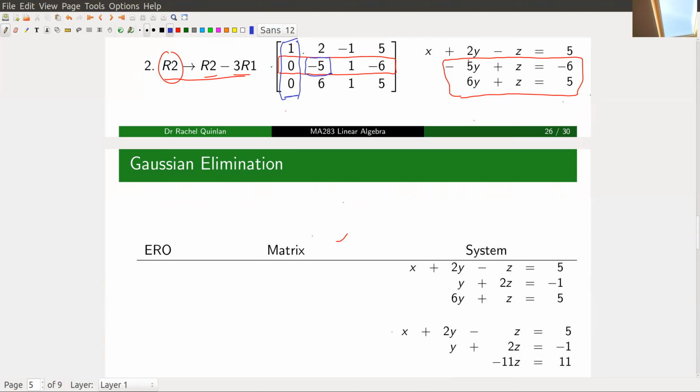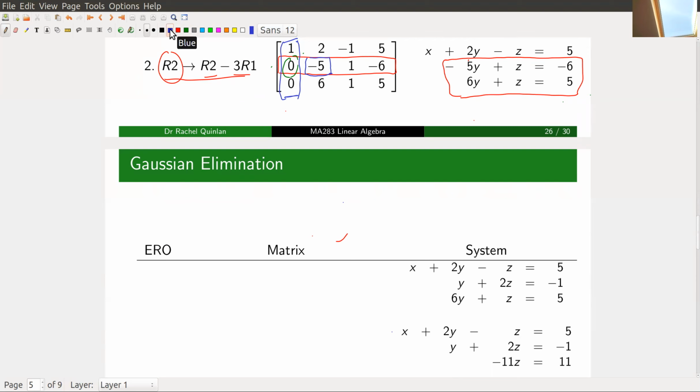Okay, we'd like that to be a 1. At the moment, it's a minus 5. So we can ask ourselves, what could we do to get a 1 where that minus 5 is? And the answer is, well, we could add 3 times row 1, but we don't want to do that because that would also damage our 0 in the first entry of row 2, which we certainly do not want to damage. We want to keep that.